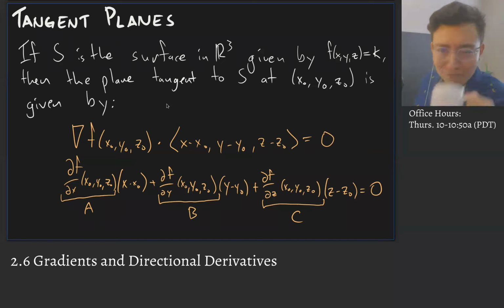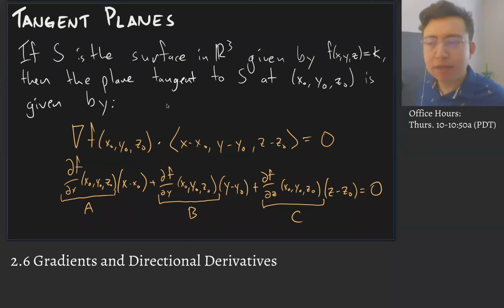Okay, so we've got this nice fancy new equation for a tangent plane to a surface in R3. The thing about this is that it's specifically for surfaces in R3, right?